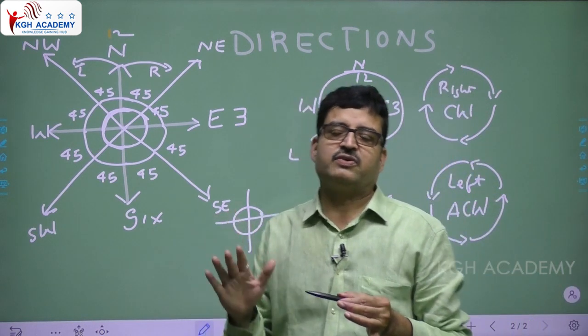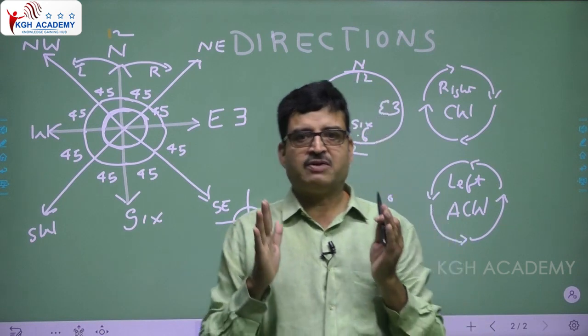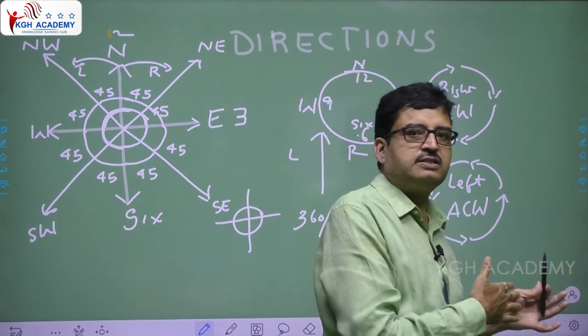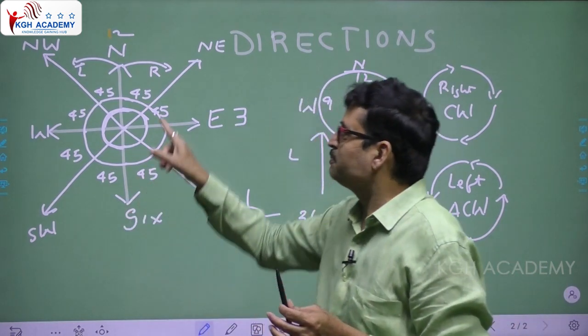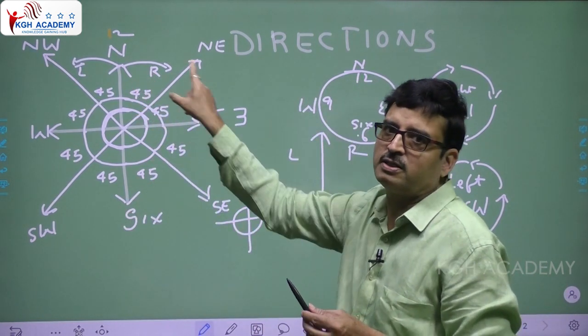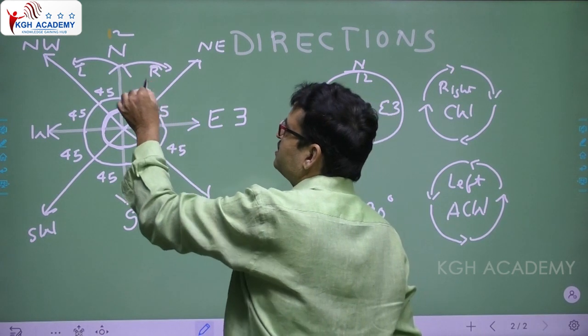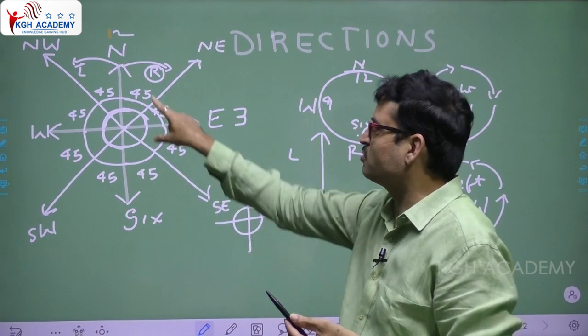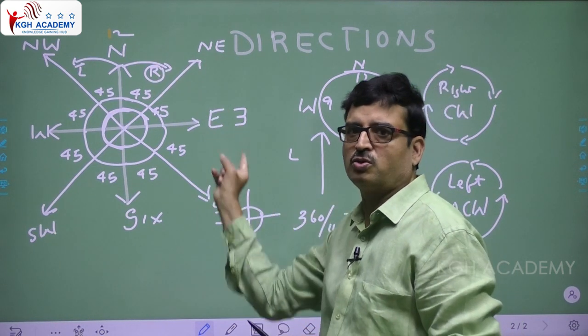Clear? So whenever a person turns right, for example, I am facing like this. If I turn right, that is clockwise. If I turn left, that is anti-clockwise. Am I clear? In this way, when a person is facing north direction, he turned right, he is going to face eastern direction because that's clockwise, right? It's very simple. 12 o'clock, 3 o'clock, 6 o'clock.